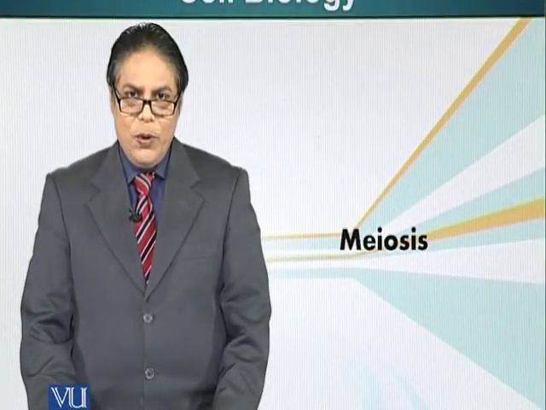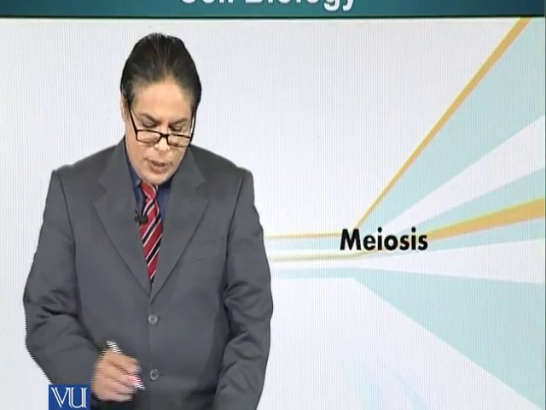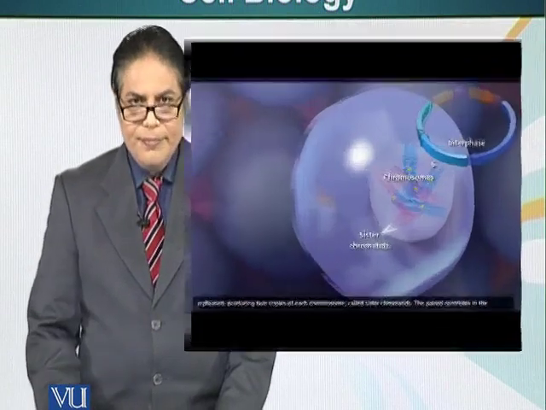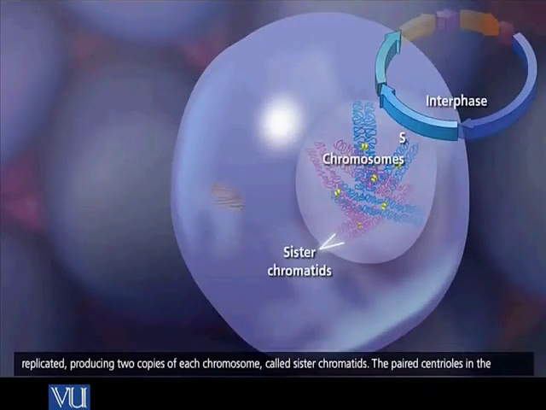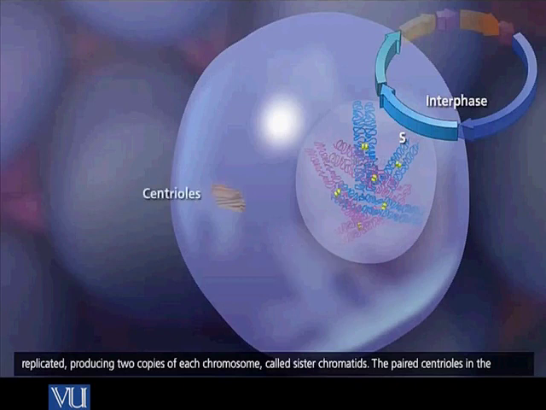Now I would like to show you a video animation of meiosis. So let's look at the video. We are going to start our animation from the S phase. Remember, in S phase the DNA replicates and the cell proceeds to G2 phase. That's where the cell is going to prepare for meiosis.